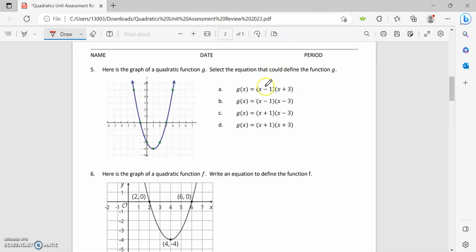I know that if I can set this parenthesis to be 0, what that means is, for example, if I plugged in x equals 1 into this equation, I would get 1 minus 1 and 1 plus 3. The point is, this first parenthesis becomes 0. Sure, this becomes 4, but it doesn't matter because 0 times anything is 0.